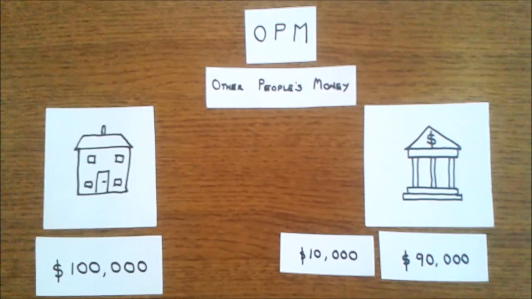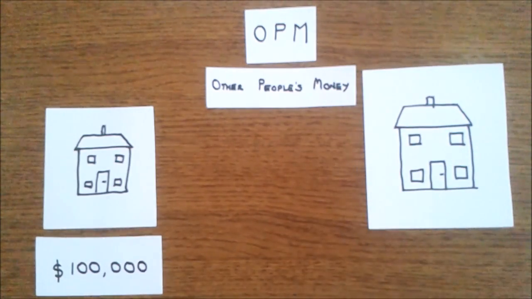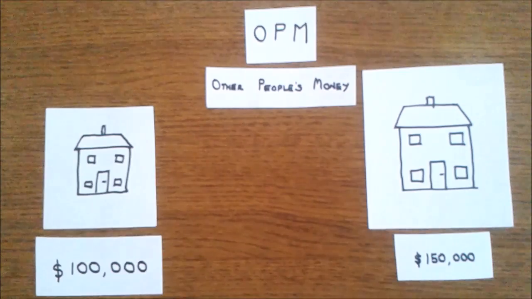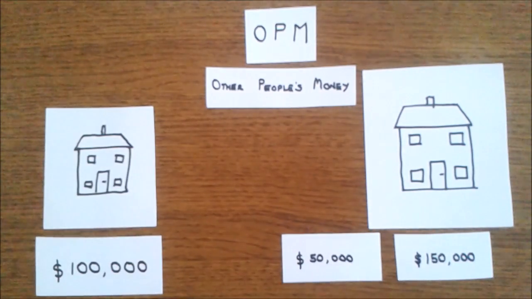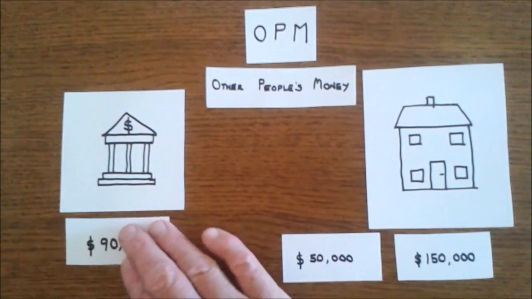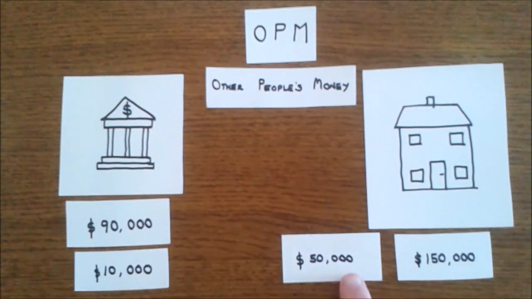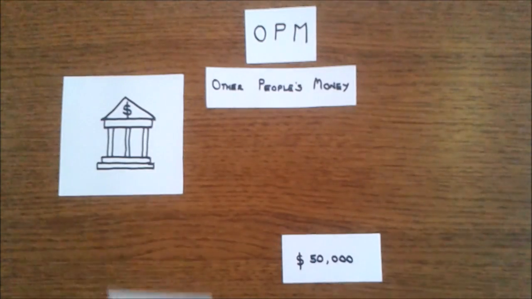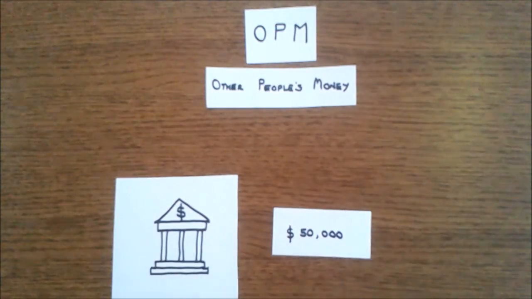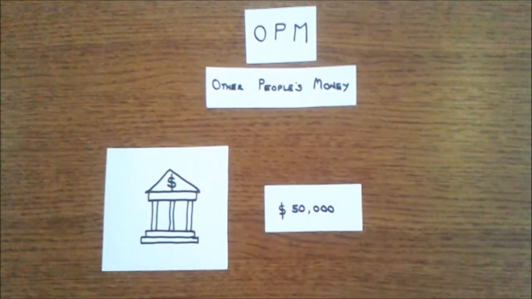Now let's say at a later date you sold your house. It had grown in value to $150,000. So now you've made $50,000 profit. You would give the bank back $90,000 to pay off your mortgage, and you'd still get your $10,000 back as well as the $50,000 profit. The question is, does the bank want any of that $50,000 profit? And the answer's no. You've used other people's money, the banks, to make $50,000.